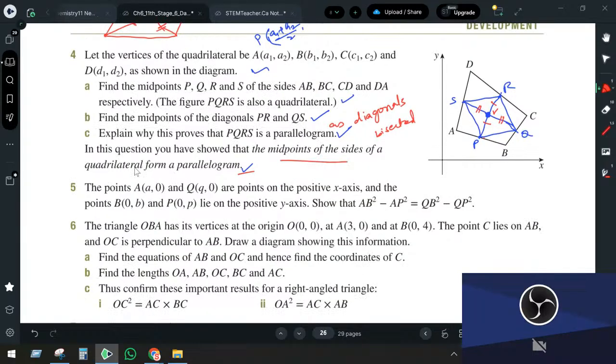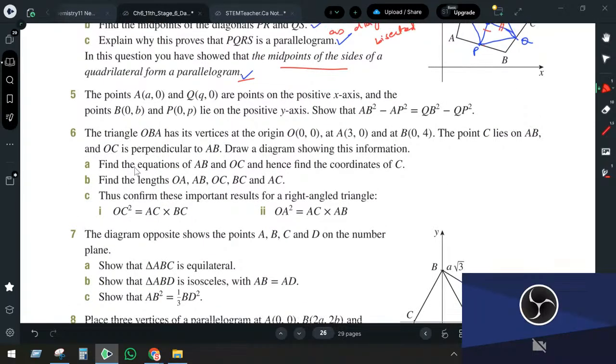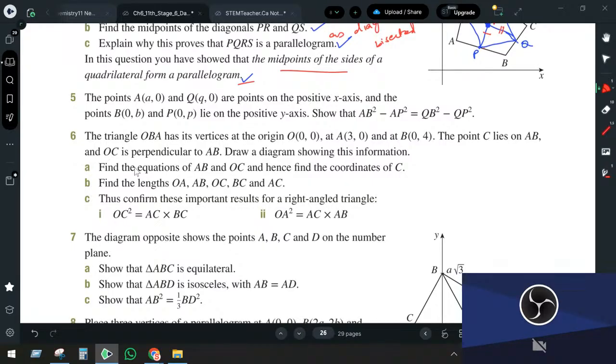Next, the points A (p, 0), Q (q, 0) on the positive x-axis, and B, P on the y-axis, then show that AP squared equals QB squared, and AQ squared. So this is a proper distance formula. Use the distance formula. So AB squared is nothing but, you have to use (x1 minus x2) whole squared plus (y1 minus y2) whole squared, then substitute. Similarly AP, similarly QB and QP. You will get the same answer. Do this yourself.